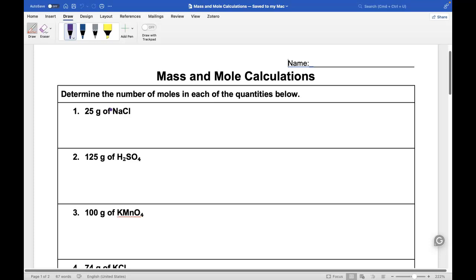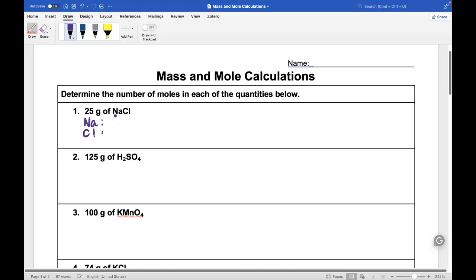Okay, so it tells us we have 25 grams of sodium chloride, but we don't know what the mass is for a mole of sodium chloride because we have a compound. If it was just one element like sodium, we could just look up sodium's atomic mass and use that to find the mole. But because it's a compound, we have to do some addition. So we have sodium, Na, and Cl for chlorine. There's no subscript, so we just have 1 mole of sodium and 1 mole of chlorine.